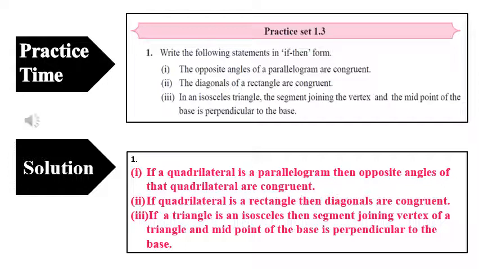Third one. In an isosceles triangle, the segment joining the vertex and the midpoint of the base is perpendicular to the base. I'll again start with if. If a triangle is an isosceles triangle, then the segment joining the vertex of the triangle and the midpoint of the base is perpendicular to the base. You have to just reframe the statement, but make sure the meaning is not changing.